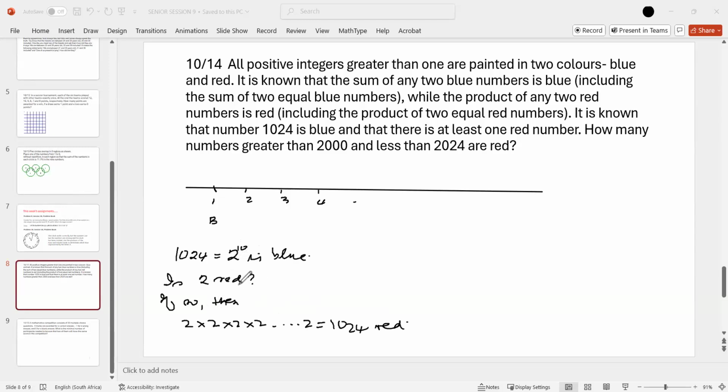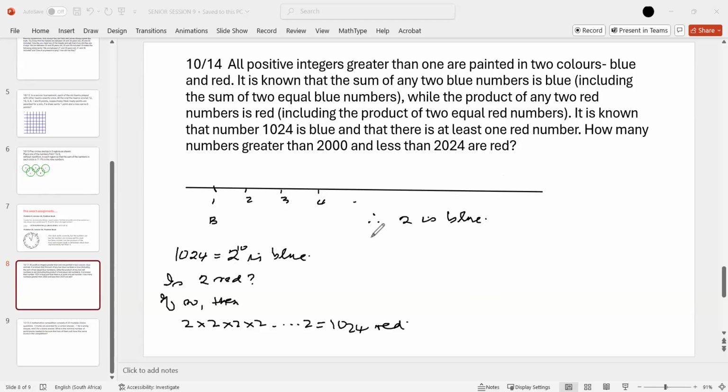So the question is, is 2 red? If it is red, you get a contradiction. So the conclusion is that therefore 2 is blue. This piece of information can be used to conclude that 2 is blue, because it is 2 multiplied by itself several times, it can't be red. Okay, now the sum of blues is blue. So if you're adding 2 to itself any number of times, you're going to get blue.